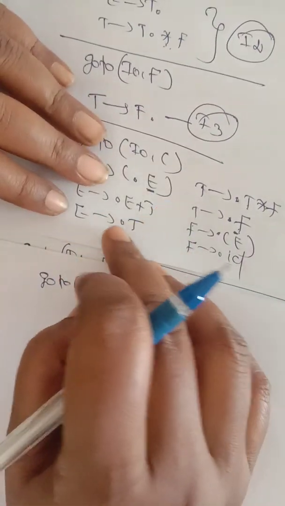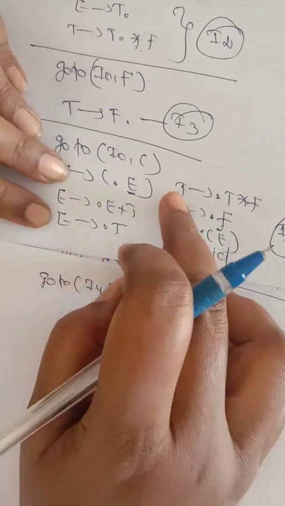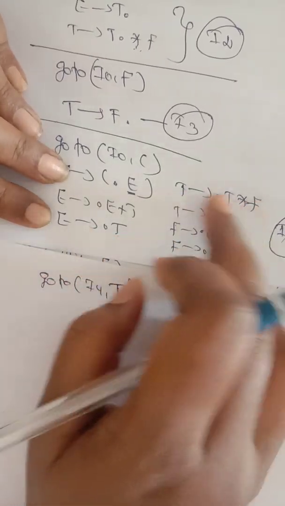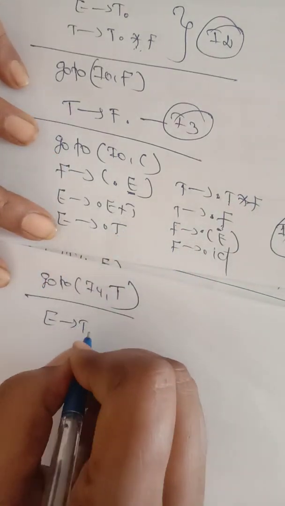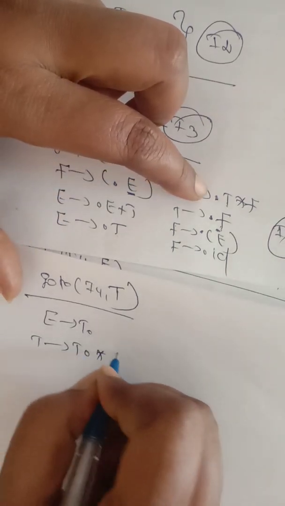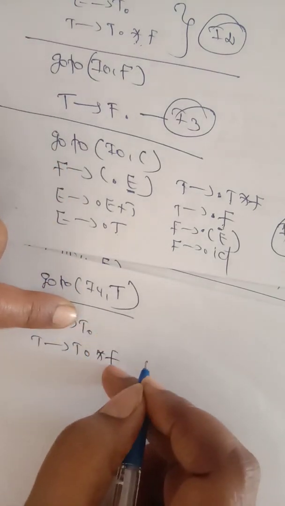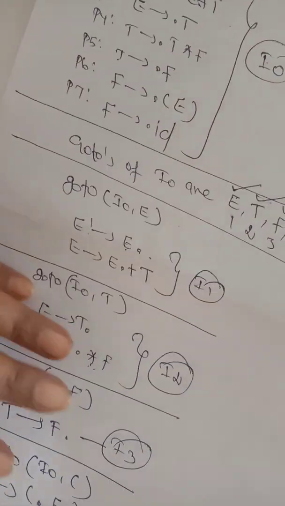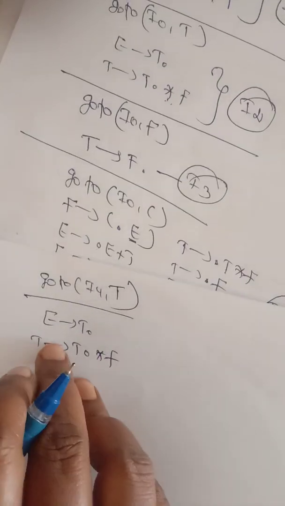So what is I4 comma T? Where we are having T means in two places we are having T. One is E comes to dot T, second one we are having T comes to dot T star F. So consider the first one. What will happen? E comes to T dot. Then consider second one, T comes to T dot star F. Then compare these two productions with available set, whether it's matched or not. Here it's not matched with I naught. Then check I1. I1 is not matched because here we are having E comes to T dot.